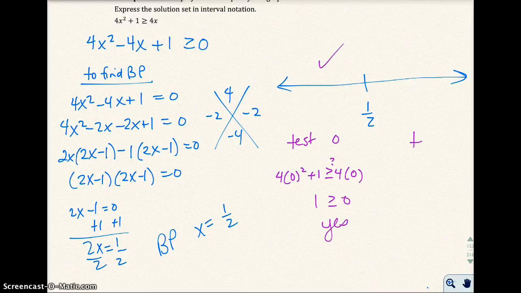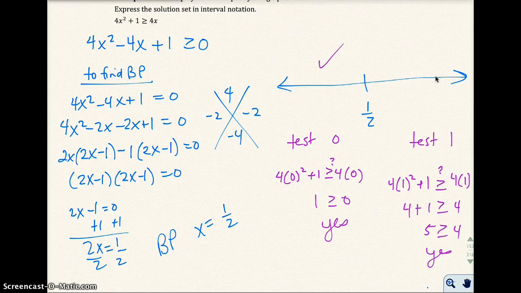And I'm going to test something on this side. So I'll test 1. So I get 4 times 1 squared plus 1. Is that greater than or equal to 4 times 1? And so I get 4 plus 1 greater than or equal to 4. And that's true. It looks like it actually works in both intervals.